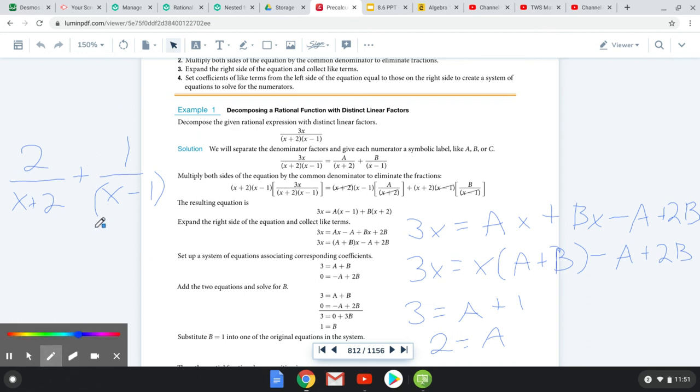Just telling me that A equals 2 and B equals 1 is not enough. This is your solution. It needs to be in this form with the fractions. So that's partial fraction decomposition. That's the main strategy, and we're going to be doing a couple more examples with that in the next couple of videos, and I will see you there.